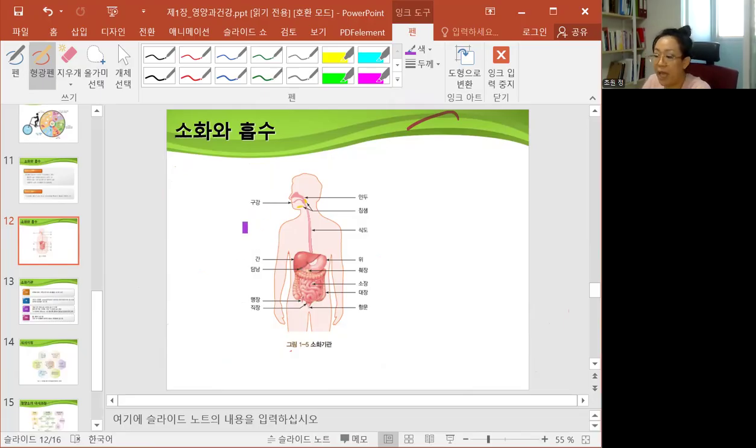Second, the pharynx and esophagus. After food is chewed and mixed with saliva in the mouth, it moves to the pharynx, which is the back part of the throat. The pharynx is a shared pathway for both food and air.